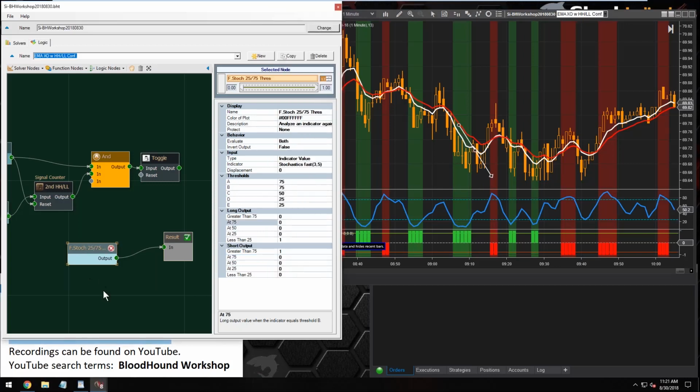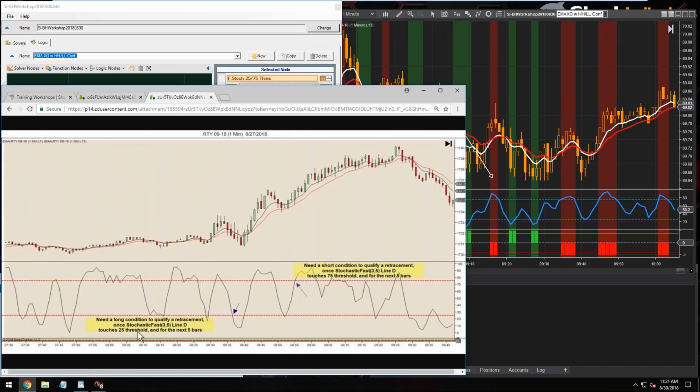And now, according to the other screenshot, this touch here is good for the next 5 bars. So actually, I'm assuming that it's going to be 5 bars from the touch, not from when the stochastic leaves the 25 level. So from the touch, that's what the arrows are pointing at.